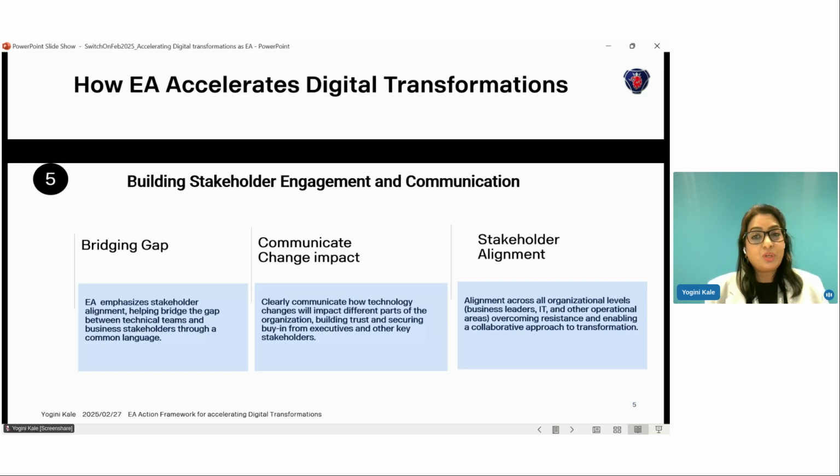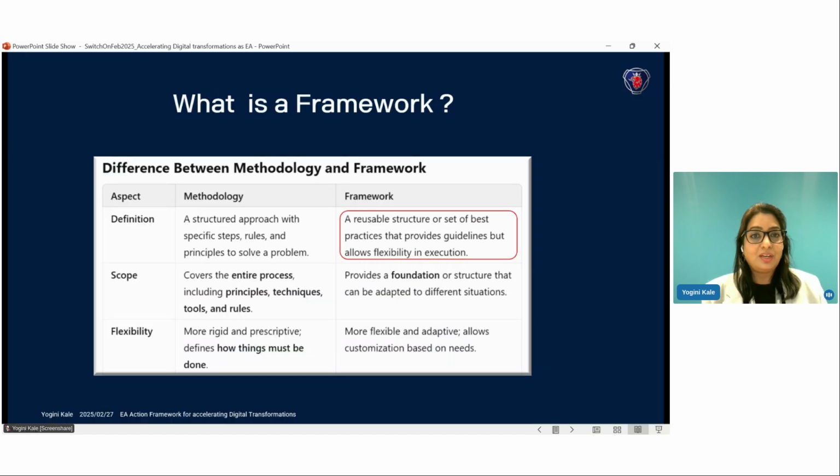Now, coming to the most important part of this session, where I will be presenting a concrete action framework that you could use in your organization and customize for your relevant context within your organization for a specific transformation. But before we dive into that, I just want to take a minute to refresh on what is a framework and why we call this a proposed action approach a framework and not a methodology.